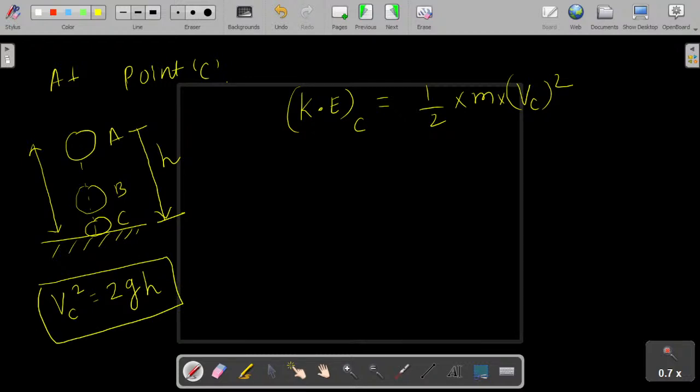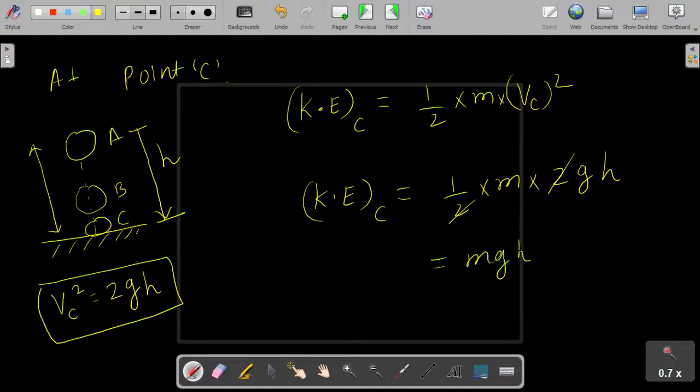Why are we taking 2gh? Because this point is very near the ground, so we are not subtracting anything from the height, we just take h. So what is the kinetic energy value at point C? It will be half m v_C squared, and v_C squared is 2 into g into h. So the 2 will cancel and you will get mgh. This is the kinetic energy at point C.